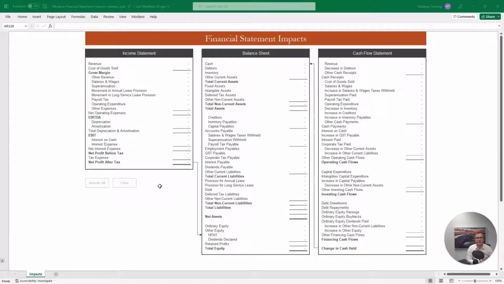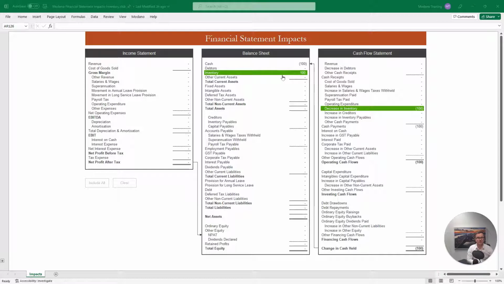Now, when we look at the financial statement impacts, inventory is included within our current assets on the balance sheet and is also accounted for within the cash payments on our operating section of the cash flow statement. The cash payment for inventory decreases our change in cash held, therefore decreasing cash at bank, which is matched by the increase in inventory value on the balance sheet.